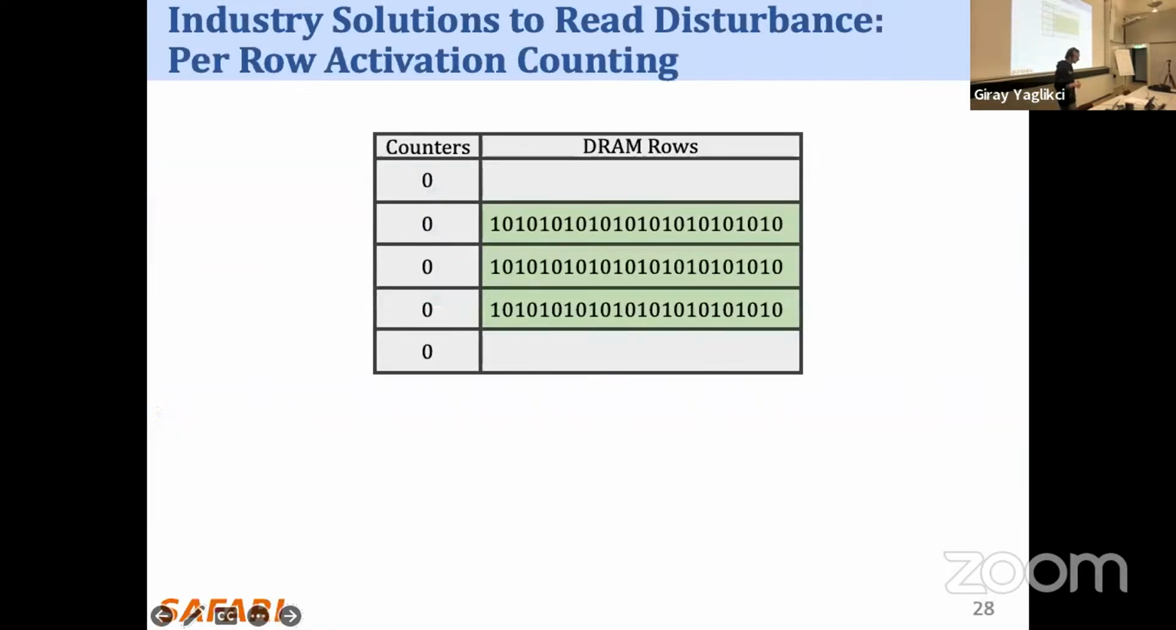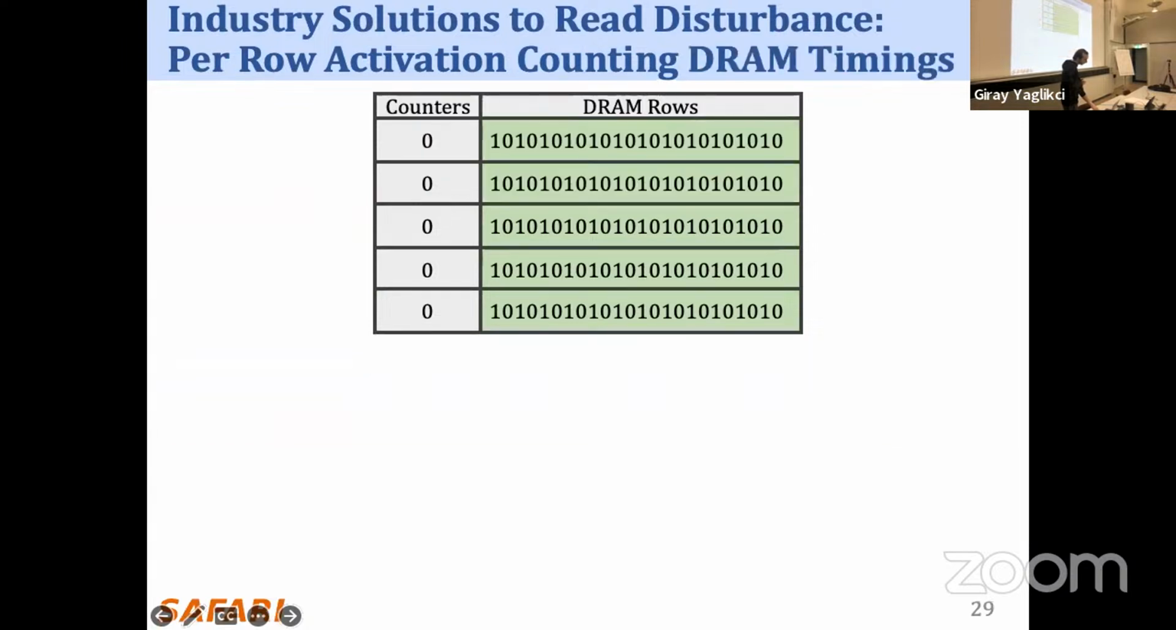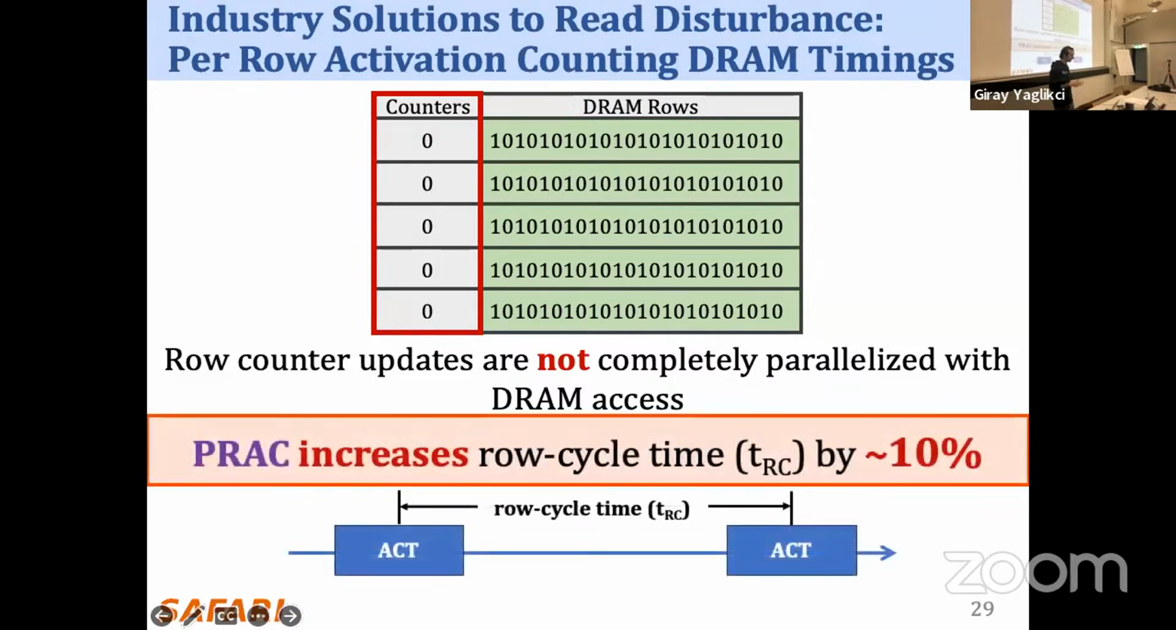The second industry solution, the one that was introduced in April of this year, is PRAC. With PRAC, they decided to couple each DRAM row with a counter that tracks the number of times that it has been activated, so that the mechanism can use these counters to accurately refresh the victims of each aggressor row. However, currently, these counters are not perfect because they are not updated in parallel to DRAM accesses, but rather are updated when a DRAM row is closing. Because of this, enabling PRAC increases critical DRAM timing parameters.